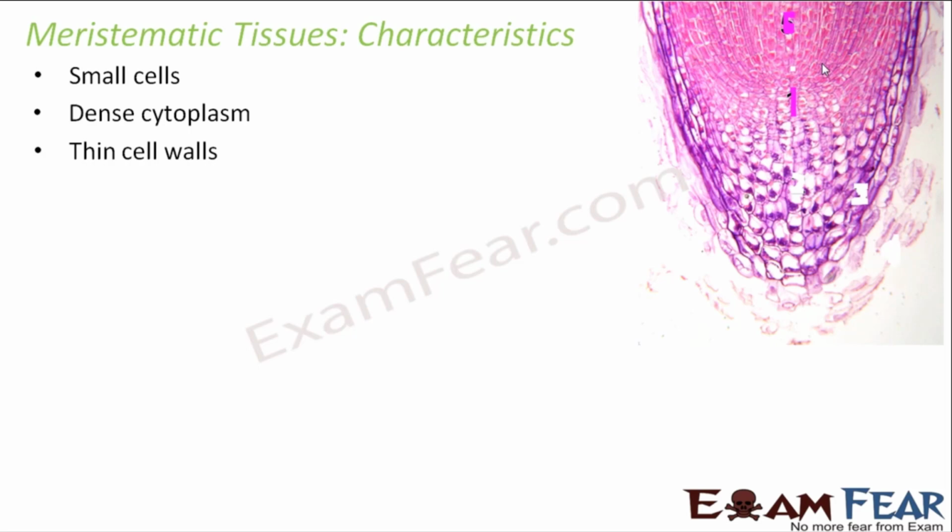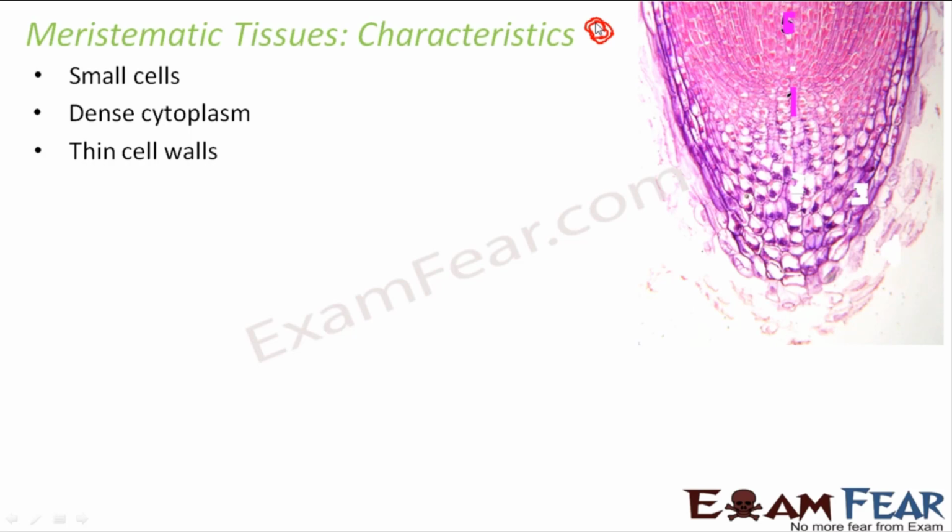Now, what is the main characteristic? What is the main purpose of a meristematic tissue? They are dividing tissues. That means they always want to divide. Now, if they always want to divide, is it better if they have a thick cell wall or a thin cell wall? Let us suppose this is a plant cell and this is the cell wall. If they have a very thick cell wall, it will be difficult to break that cell wall and divide, right? But if they have a thin cell wall, it is very easy to break it and divide.